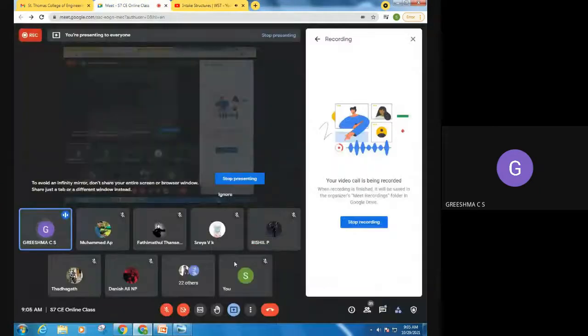Now coming to the next topic, that is pumps and reservoirs. We have studied about two types of pump, that is positive displacement pump and centrifugal pump. I have not explained about it. Anyway, we'll study about the positive displacement pump and the centrifugal pump. I will show you a small video on this.